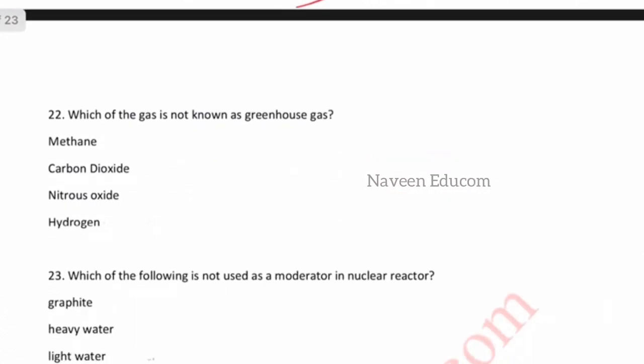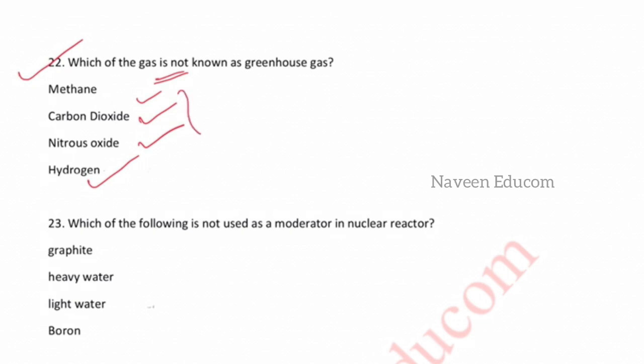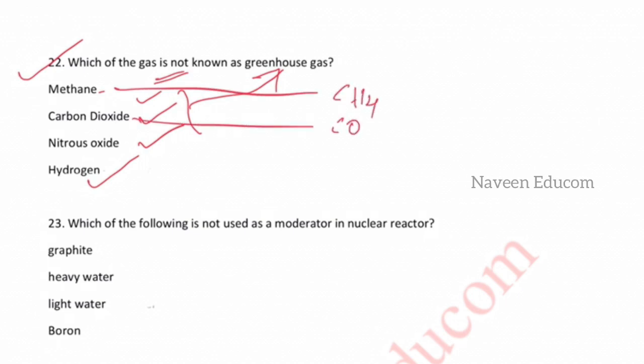Question number 22. Which of the gases is not known as a greenhouse gas? That's the question here. The options are methane, carbon dioxide, nitrous oxide, hydrogen. The answer is hydrogen, students. Methane, carbon dioxide and nitrous oxide are greenhouse gases. Please keep the chemical names and formulas in mind because that will be helpful for you. Methane is CH4, carbon dioxide is CO2, nitrous oxide is N2O.